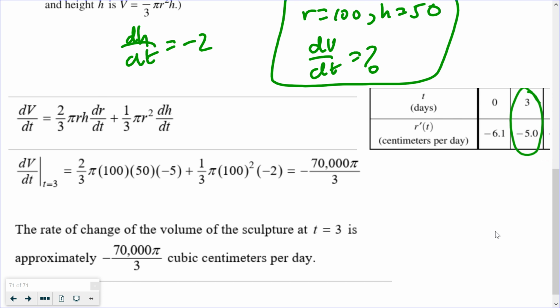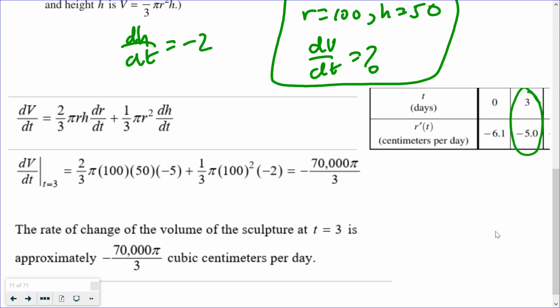So you should have 1/3 pi on the outside and did r squared times h, but you have to have dr/dt and dh/dt. Yes? And then they give you everything except they don't give you dr/dt. But if you look at the table, they do. They say on the third day, r prime is -5. Does that make sense? So that was the hard part of the problem. Because then you could do it all. But guess what? It was in the table. Does that kind of make sense, you guys?